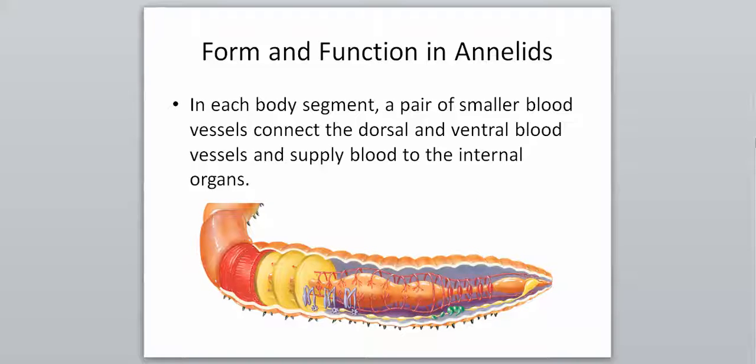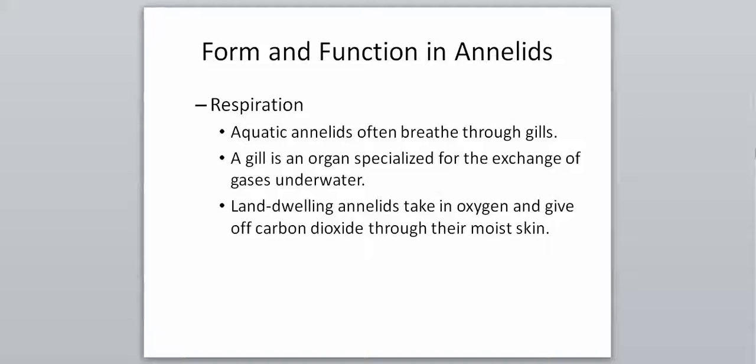And then in each body segment there's a pair of smaller blood vessels that connect the dorsal and ventral blood vessels and supply blood to the internal organs. So there are little branches off of each vessel that will help supply the internal organs of these segmented worms. And so that's their circulatory system. So again, that's pretty complex compared to what we've talked about so far.